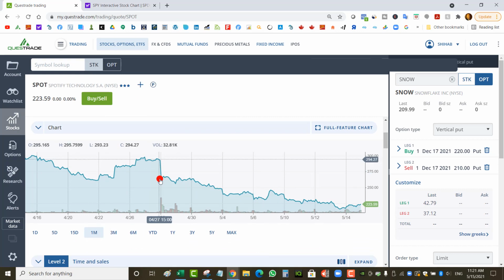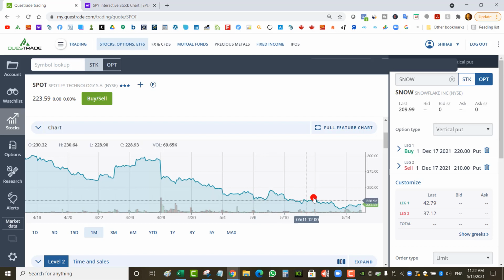I sold a 260 put, so that's more than 30 points away. Spotify dropped below 260 right after earnings, and then it closed, so I had to roll it. I rolled it to 257.5 the following week, which was also breached. So then I had to roll it to 250, all the way to July, for a credit.